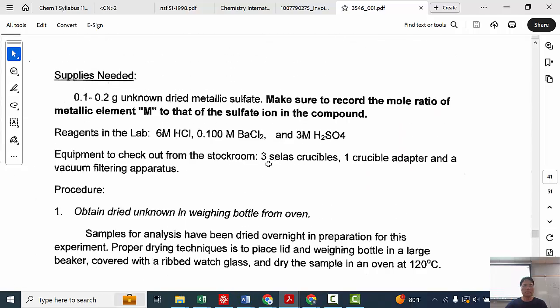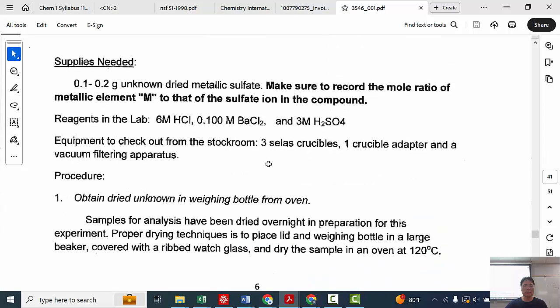Am I on procedure 1B or procedure 2? Let me make sure.